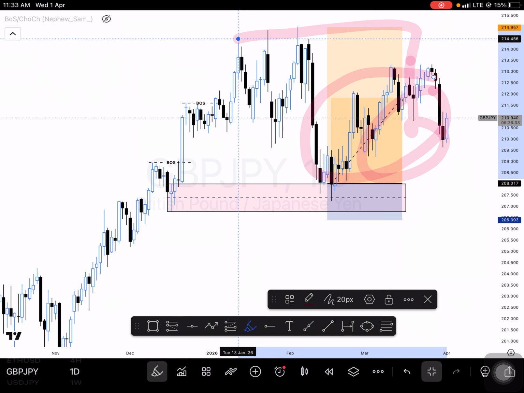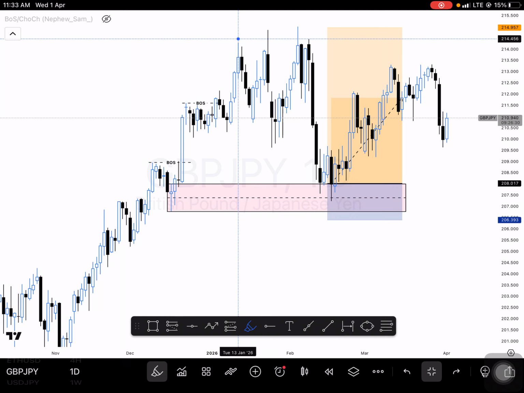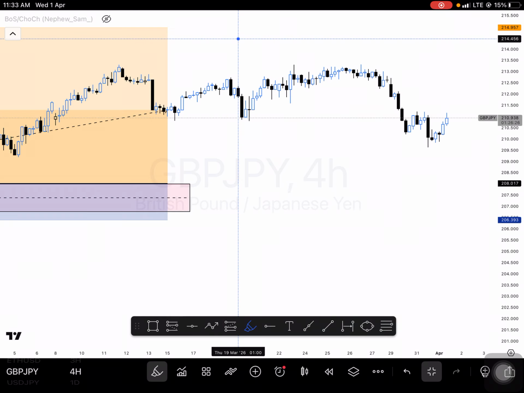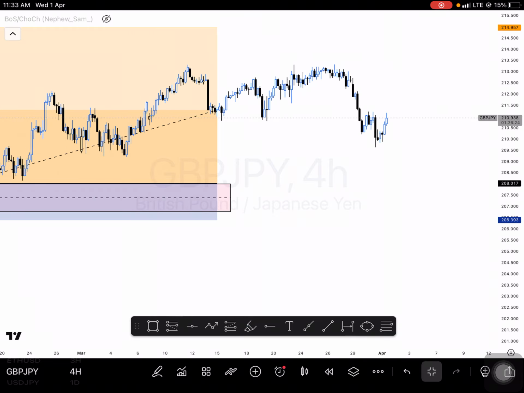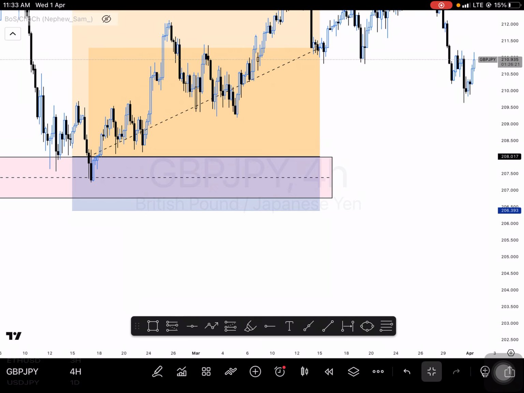So we'll move straight into the 4-hour time frame. We'll move into the 4-hour time frame to see what the market is doing there. So now we are in the 4-hour time frame. This is the 4-hour time frame.